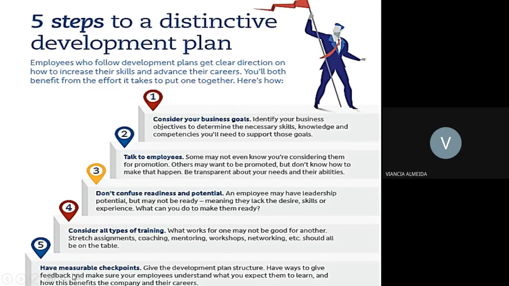Fifth, have measurable checkpoints, give the development plan structure, have ways to give feedback, and make sure your employees understand what you expect them to learn and how this benefits the company and their careers. Fourth, consider all types of training. What works for one may not be good for another. Stretch assignments, coaching, mentoring, workshops, networking, etc. should all be on the table.